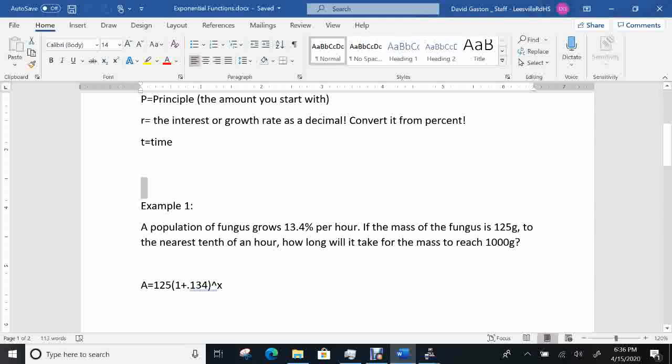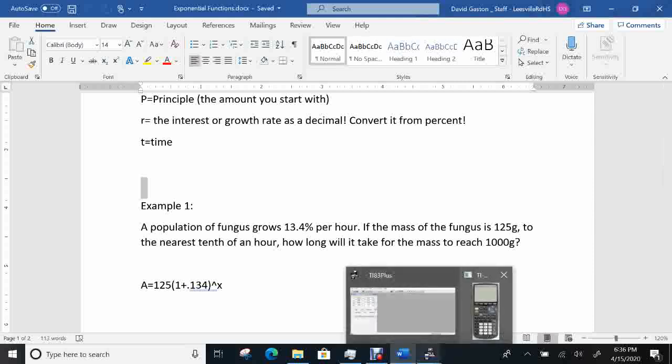You could say A in this case, or if you want to say Y, doesn't really matter to me. But in this case, it has the X, typically just because that's what Delta Math uses, and that's also what our calculator uses. Now, it is totally possible to solve these by hand. However, you would need to use logarithms. We're trying to avoid using logarithms at this time. So here we go. We're going to use the calculator.